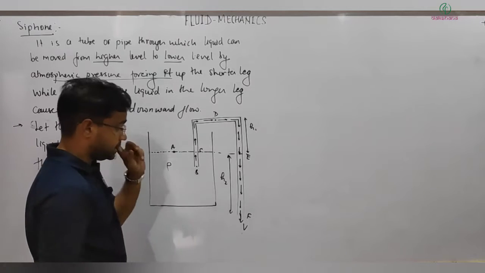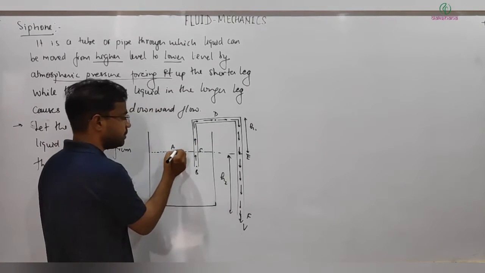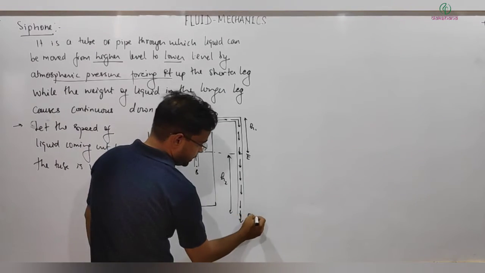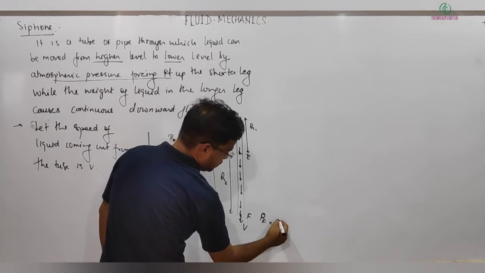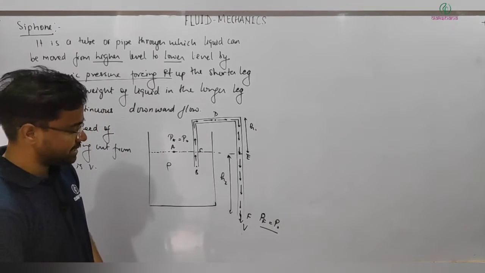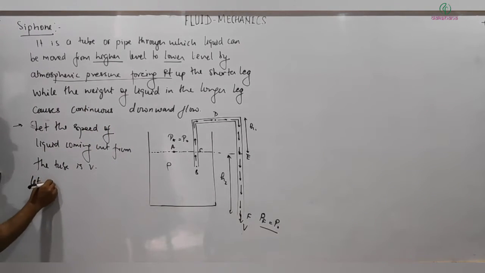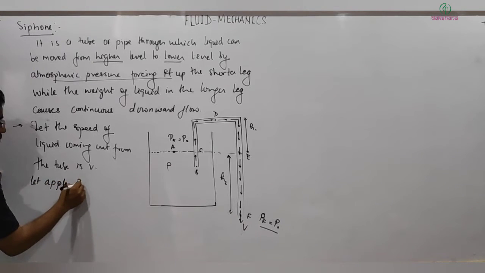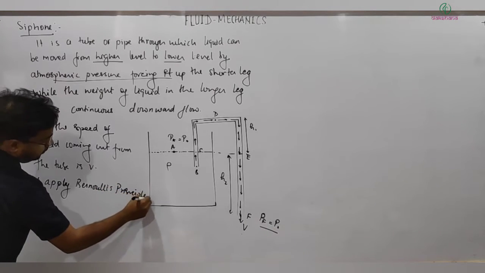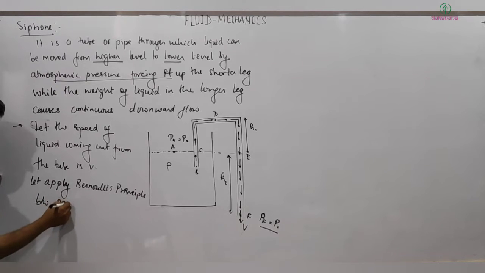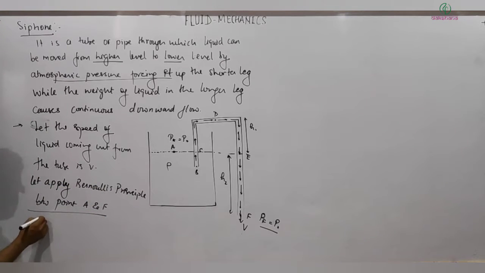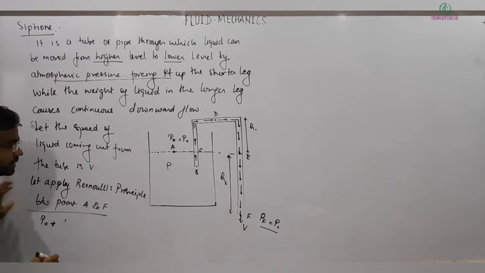Then we can get first the pressure at this point. So pressure at a point will be equal to what? PA, I can write PA is equal to simply P naught, atmosphere pressure. At point F, PF will also be equal to P naught, right? Let me apply Bernoulli's principle between point A and F.